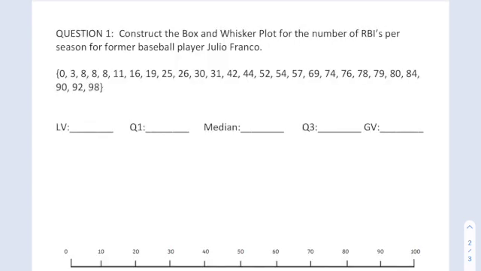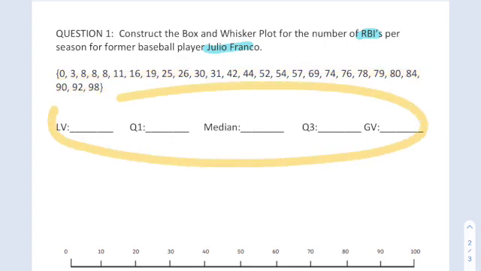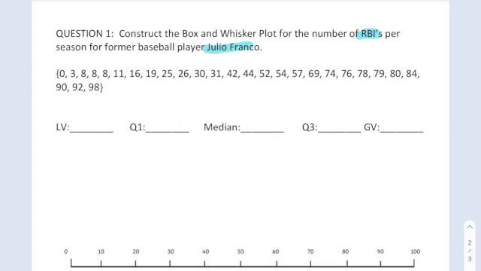Now let's do a problem where we're dealing with the number of runs batted in, abbreviated RBIs, for former baseball player Julio Franco. So each data value, like this 0, is going to represent a number of RBIs he got in a particular season. So one season he got 0, another he got 3, 8, 8, and so on, all the way up to a year where he had 98 RBIs. Conveniently, this data has already been put into numeric order for us, which should make it easier to find this 5-number summary. I'm going to start things off by counting how many numbers there are.